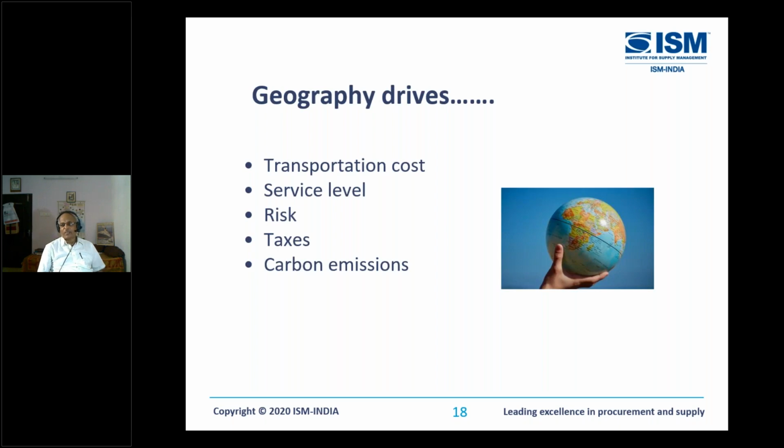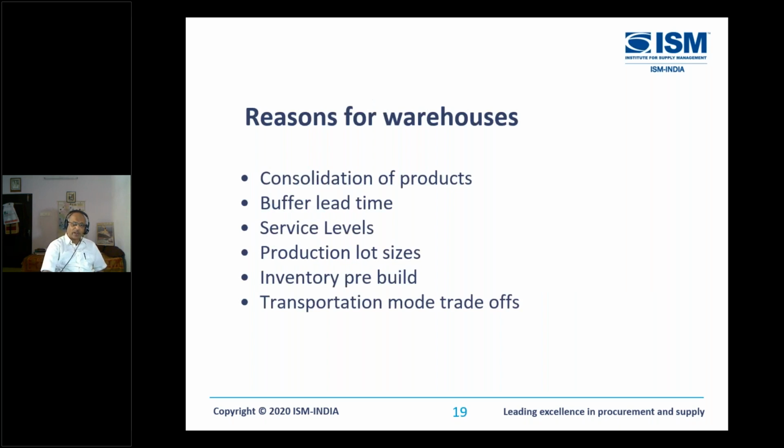Then the modern supply chain, most of them are located worldwide. So geography actually drives your transportation cost, then service levels, and risks as you spread beyond your country. So naturally more risks are involved. And then taxes, carbon emissions, all these things come into the picture. Now, reasons for warehouses: consolidation of products, buffer lead time, service levels, production lot sizes, inventory pre-build.